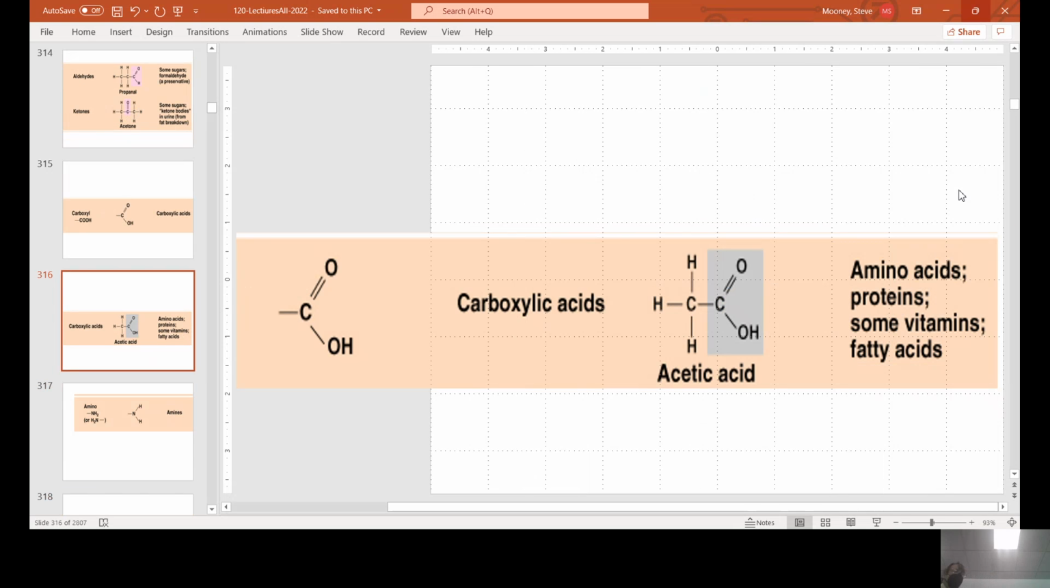So you're going to find those in the backbone of our amino acids, therefore in proteins. You're going to have some in vitamins. This is going to be on the end of every fatty acid. So fat, hydrocarbon, acid is that carboxyl group on the end.